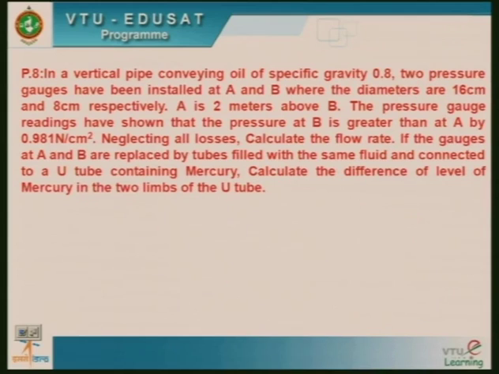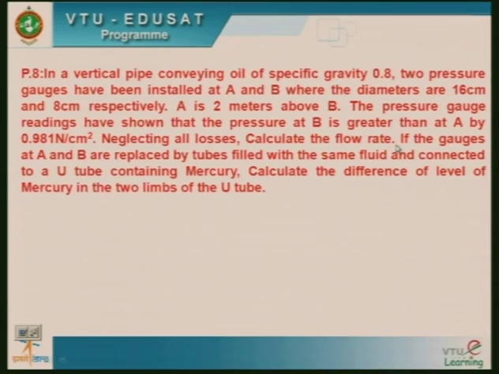Let us read this problem. In a vertical pipe conveying oil of specific gravity 0.8, two pressure gauges have been installed at A and B, where the diameters are 16 centimeter and 8 centimeter respectively. A is 2 meters above B. The pressure gauge readings show that the pressure at B is greater than at A by 0.981 Newton per centimeter square. Neglecting all losses, calculate the flow rate.